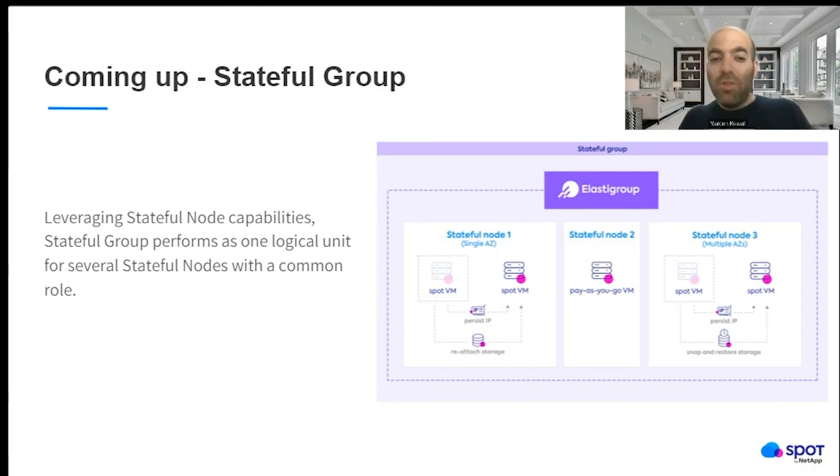Following up, the stateful node is only relevant for single use cases, right? So single DB instances, single IIS instances, whatever application requires stateful capabilities. But what happens if you have a cluster that needs to have stateful capabilities? So coming up next, we're going to launch stateful group, which means we are going to leverage the stateful node capabilities, by gathering a couple of stateful node objects that operate as a single logical unit. Follow up to see what happens next on this one.